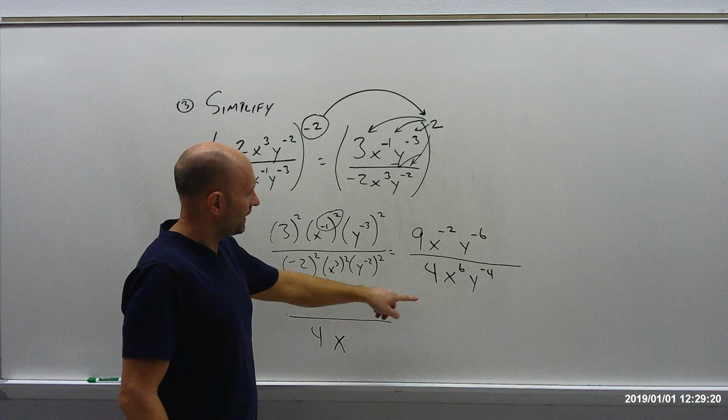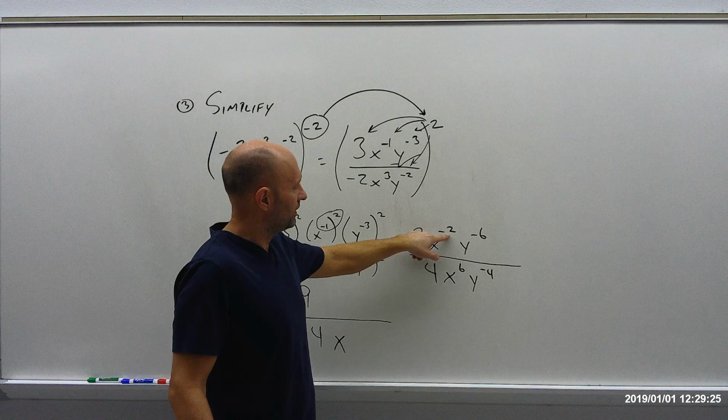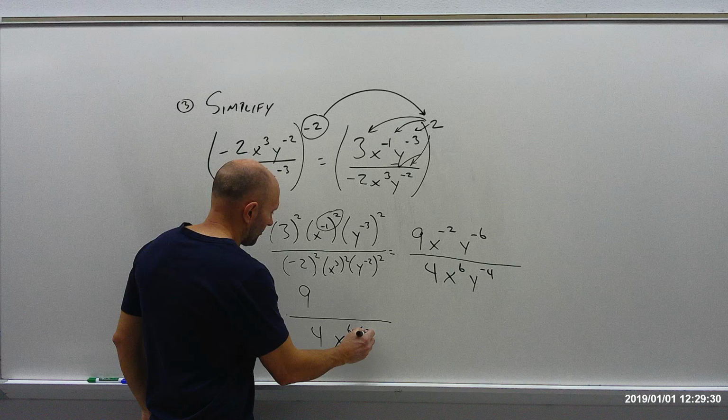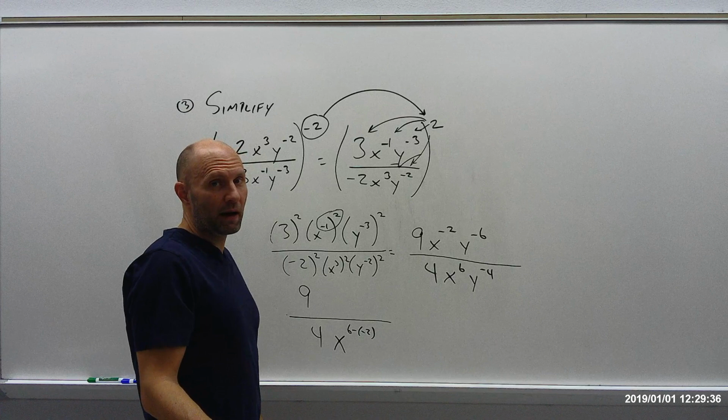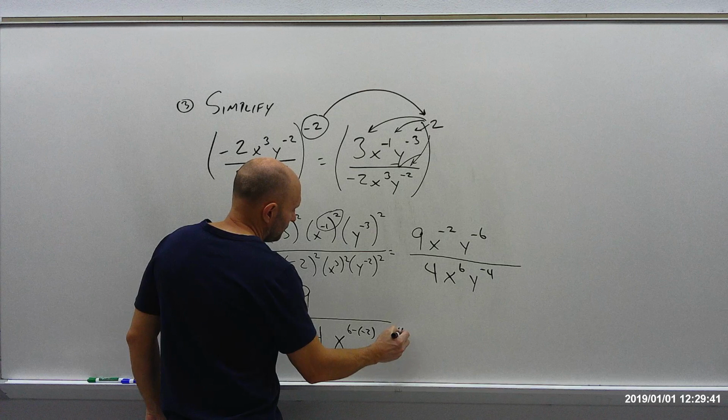And then it's what? It's just 6 minus, so wherever the bigger number is, we subtract the smaller number. So 6 minus a negative 2. And then the y's, well, the y, the bigger number, is also in the bottom. Negative 4 is technically bigger than negative 6. So it's y negative 4 minus a negative 6.